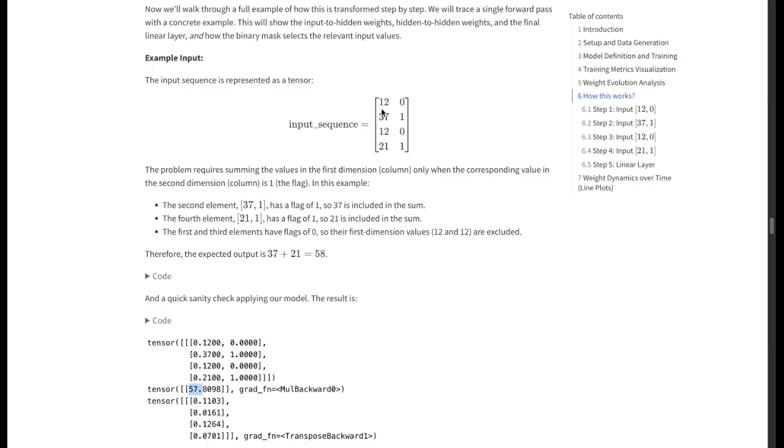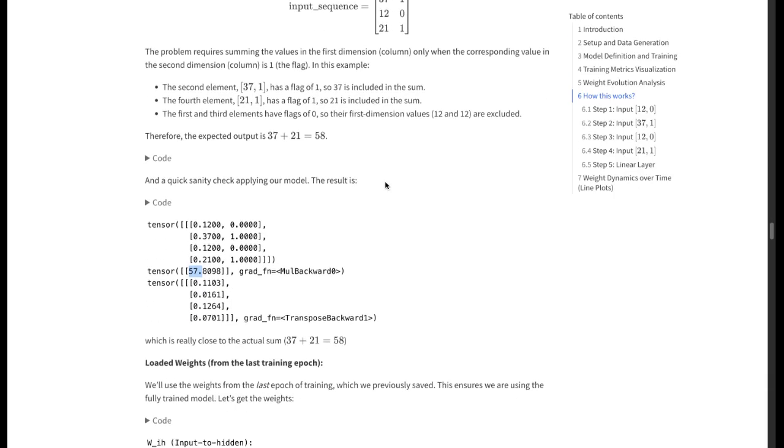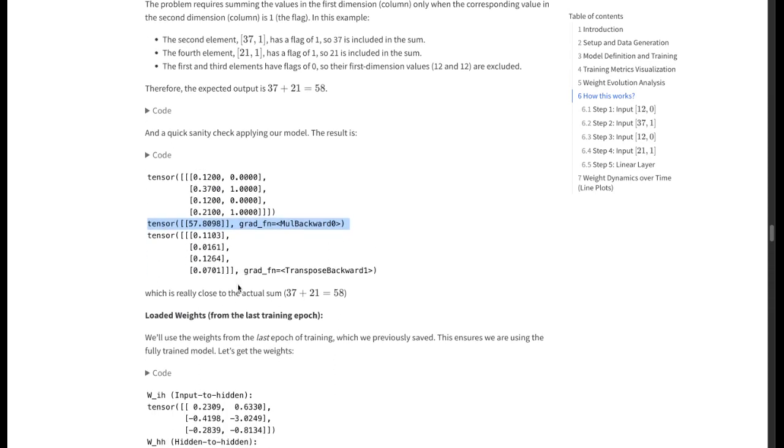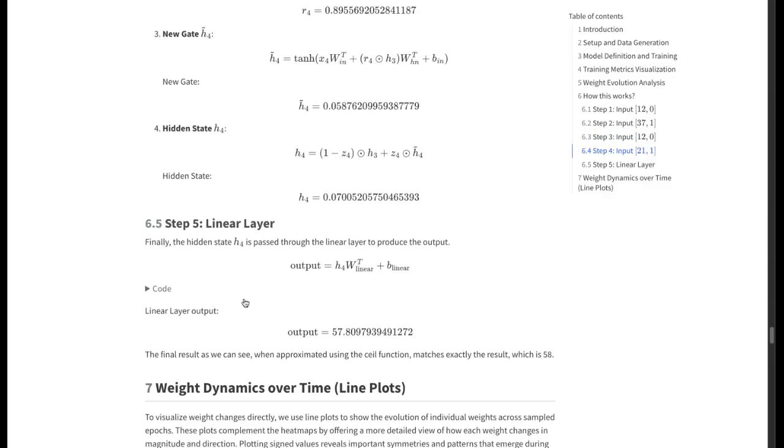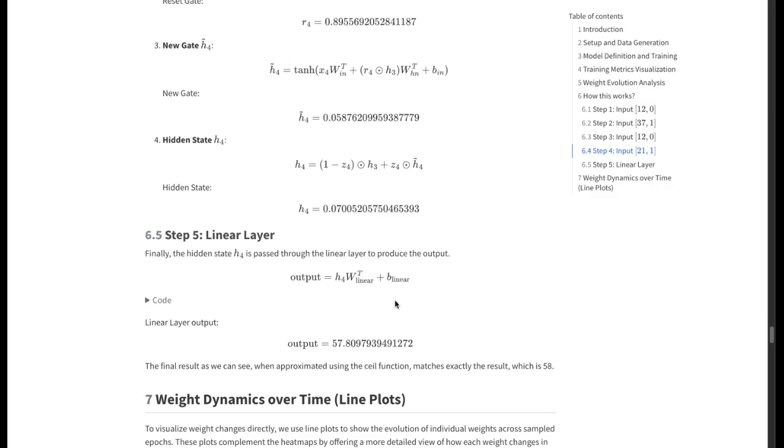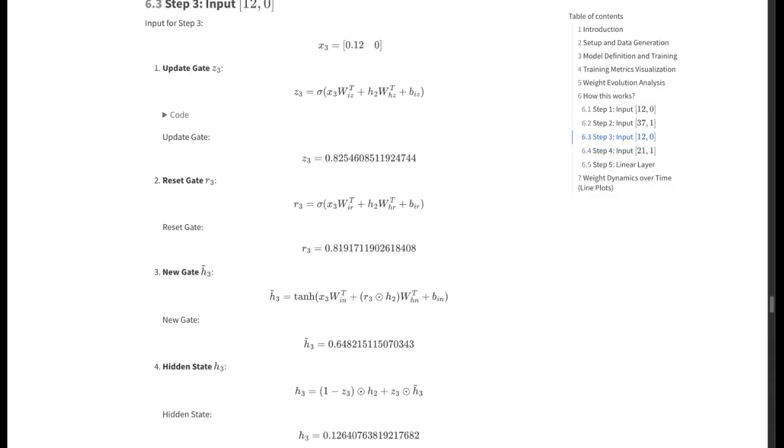So you see here 12, 0: this is not added to the sum. 37, 1: this is added to the sum. 12, 0: this is not added to the sum. 21, 1: so 37 plus 21 is 58, which is actually the result we see here. So here is the whole calculation around that sequence, which yields at the end 57.0809 and so on. This was just for fun, actually.